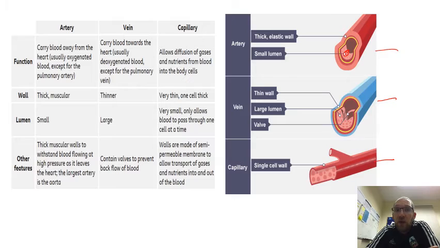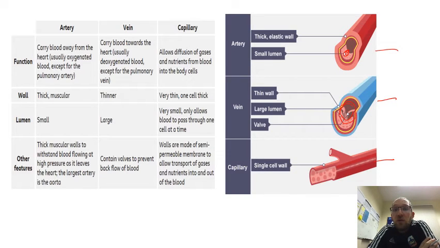The next one, the vein. Veins carry blood towards the heart, usually deoxygenated blood, except the pulmonary vein. The walls are thinner, the lumen is larger, and veins contain valves to prevent the backflow of blood. You can actually see a valve there.